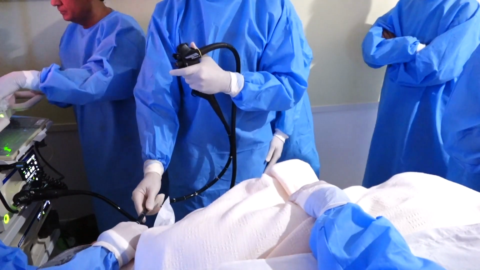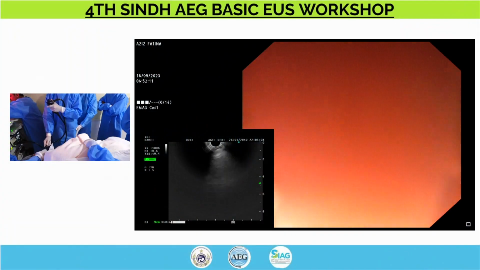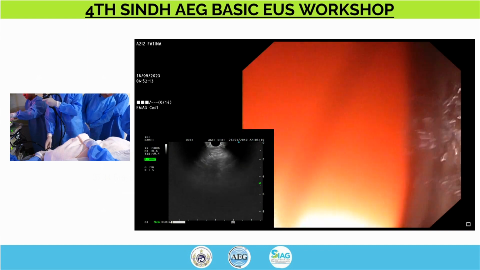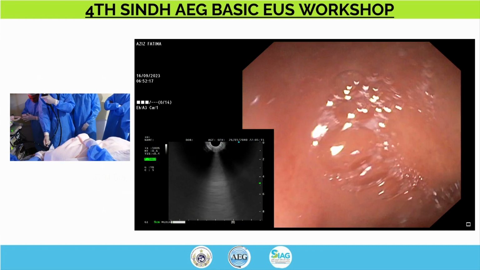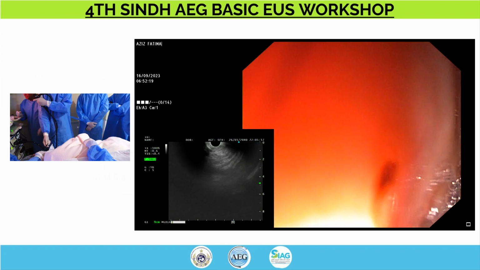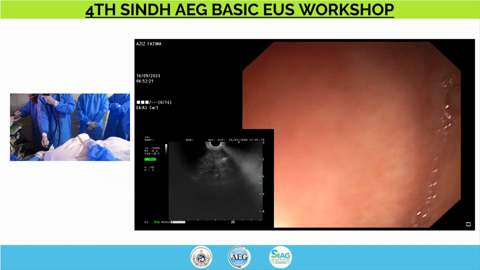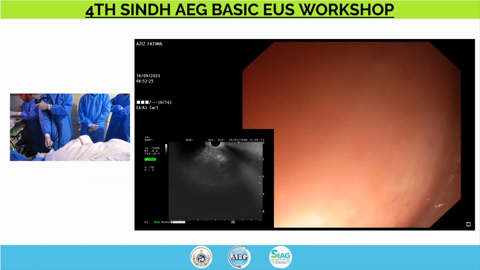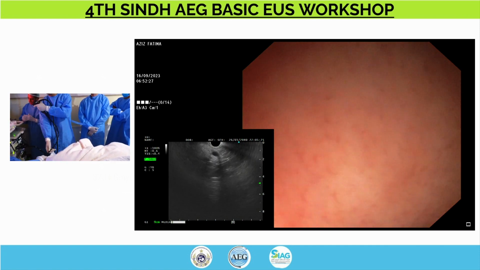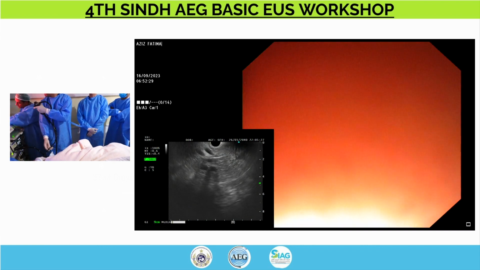So we did endoscopy. The endoscopy showed a polypoidal lesion in gastric cardia and fundus region, in the fundus most likely. There was no superficial ulceration, so it was not clear whether it was a gastric polyp or a submucosal lesion. So we decided to do the EUS, endoscopic ultrasound, and if needed, FNA or FNB.